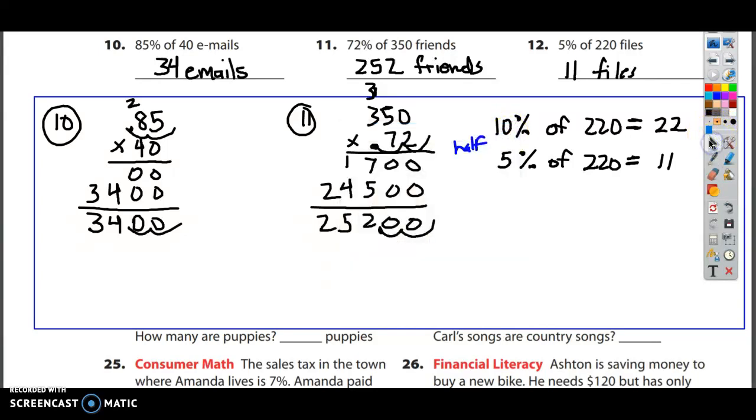That is the first part of page 221. You can go to the next video to work on the rest of the page.